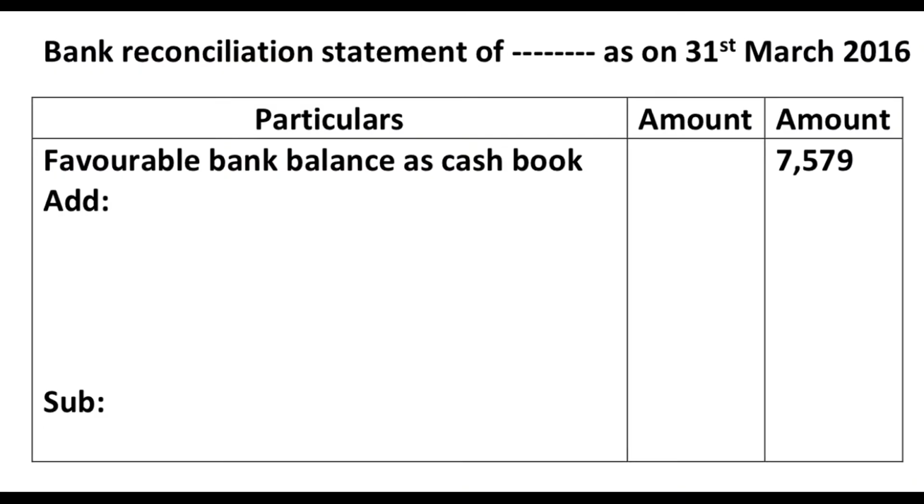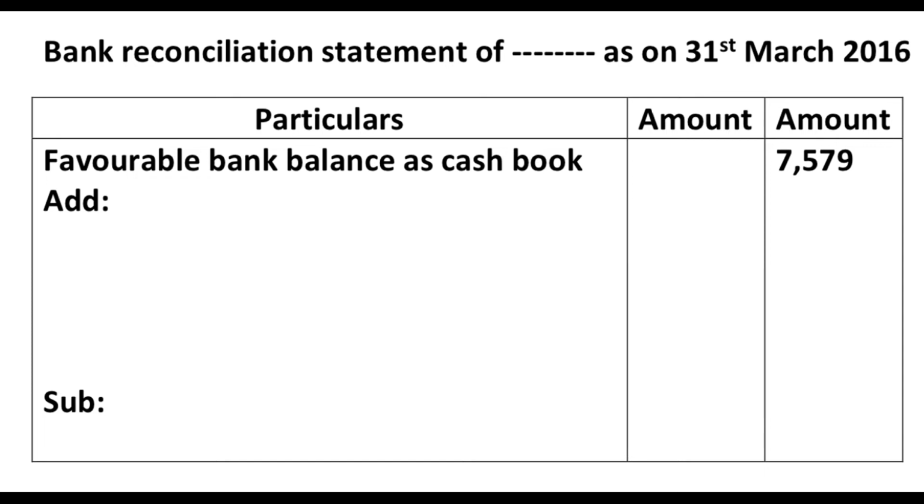This is the bank reconciliation statement format. Heading: bank reconciliation statement of. In the question, the firm's name is not given, so we put a dash. As on 31st March 2016. We write 'as on' because we prepare a BRS on a particular date. Columns: particulars, amount, amount. The first amount column is known as the inner amount column, and the second amount column is known as the outer amount column.